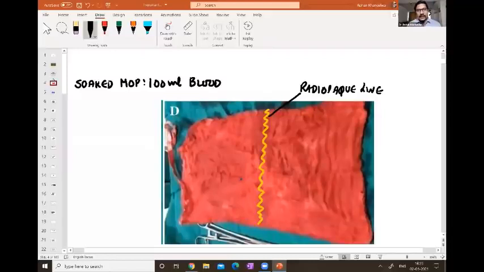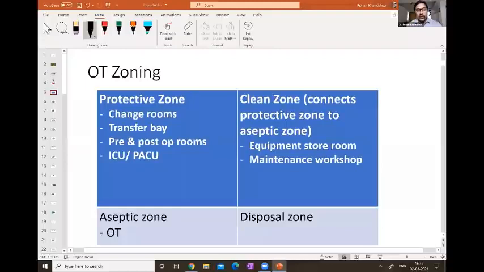These are the zones of the theater. These have also been asked in the FMG exam, especially the protective zone where the changing rooms are present. If you were to go into the theater, you first have to change your clothes, and the changing room is present in the protective zone. The transfer bay and the pre and the post-operative rooms are also in the protective zone. The clean zone is the one which connects the protective to the aseptic zone. Aseptic zone is the actual theater. And the clean zone has the equipment storage room and the maintenance workshop. Equipment store room has also been asked in the exam. So these are the two questions which have been asked from this slide. You should make a note of it.